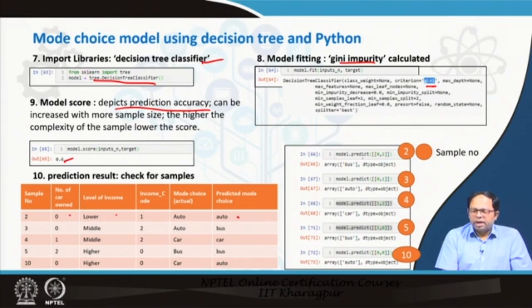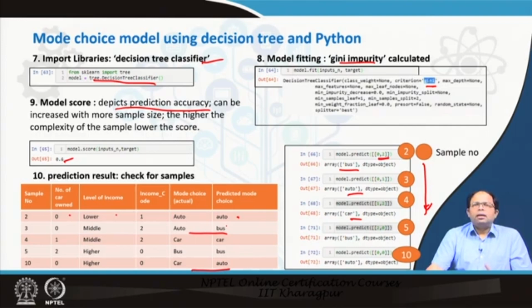So, we model predict for this particular sample, we are getting a prediction of bus, and then for auto we are getting a prediction of auto, and so on. So, this is how we can also get the predictions from the decision tree, and we can see that most of them are correctly predicted. This one is not correctly predicted, and this one is also not correctly predicted.